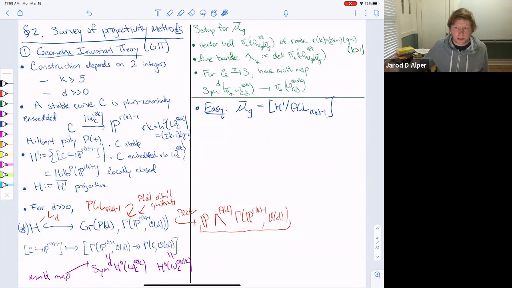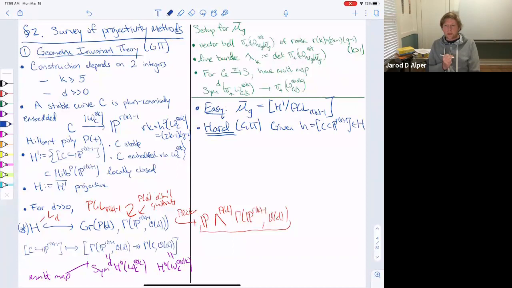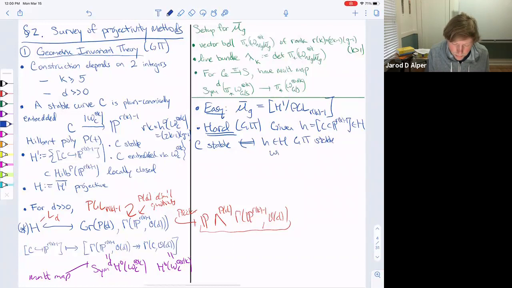What's hard to show, and this is the whole part of GIT, is that, given a point of H corresponding to a curve in this projective variety H, a closed subscheme of the Hilbert scheme, C being stable is equivalent to the point in H being GIT stable with respect to this line bundle we just defined, L_d. This line bundle L_d was the one over here.